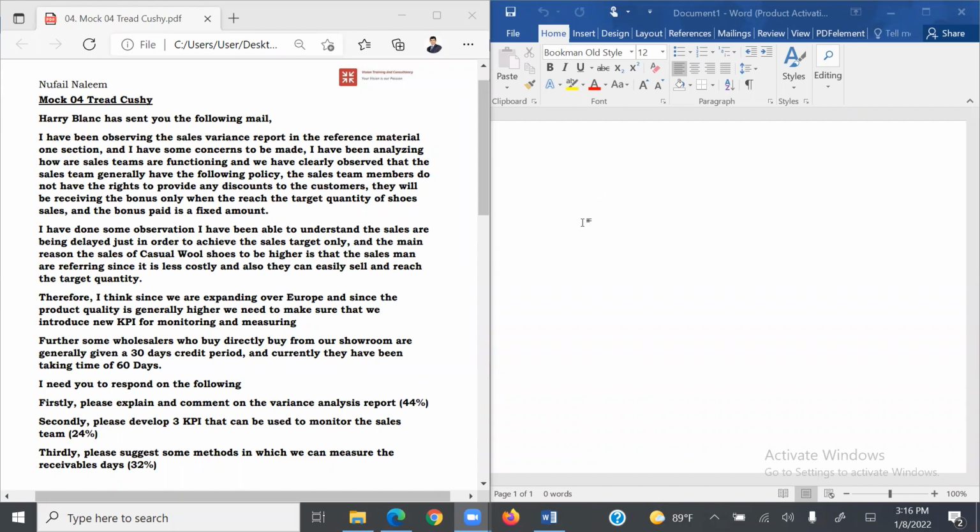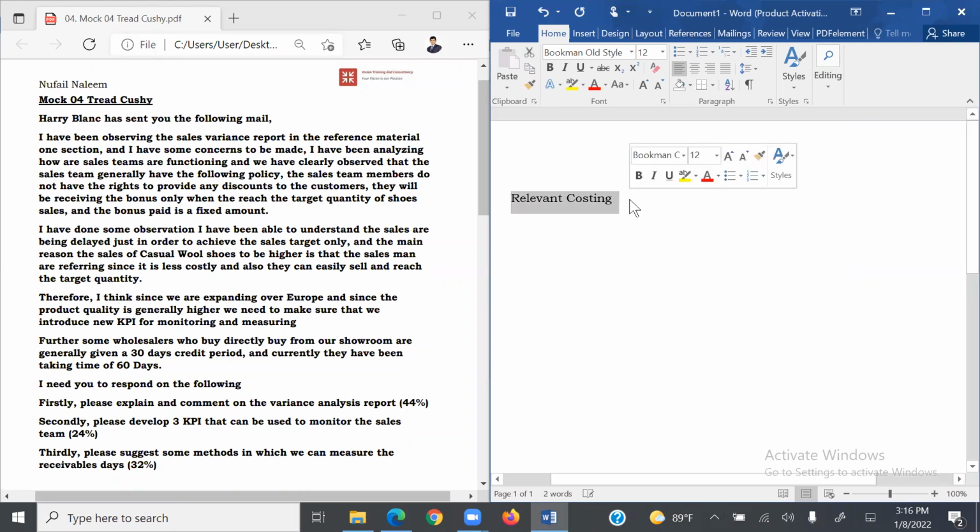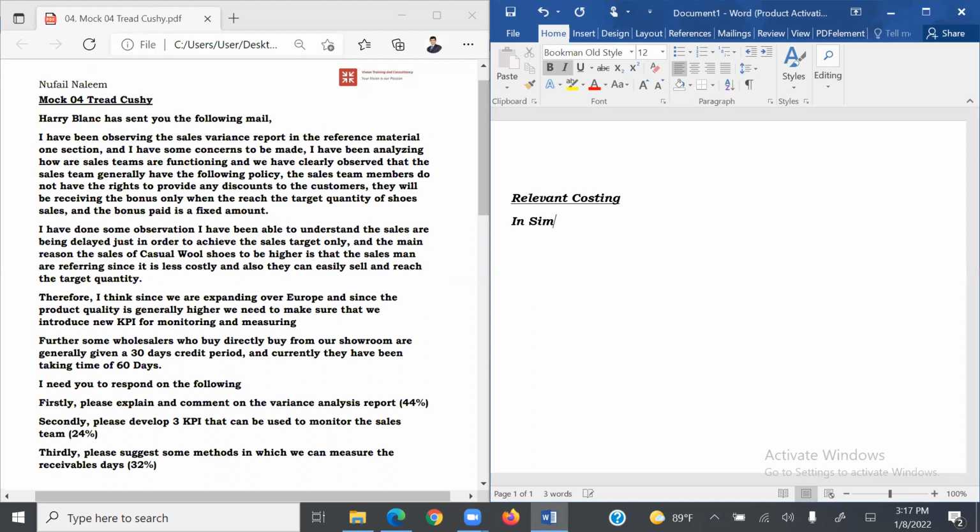Before anything, students, today I was requested about relevant costing. What is relevant costing? I'll just brief on that so that we can start the mock answer as well. This is a doubt that was requested, relevant costing. And I'll be very open to you. Relevant costing in simple English is a cost of comparison, a cost of comparison.